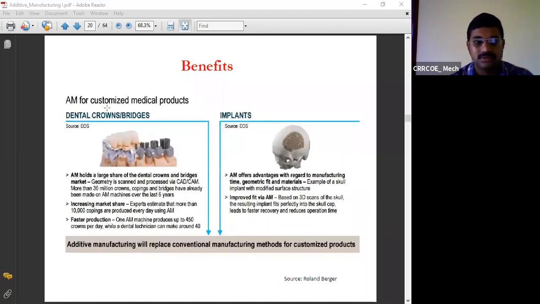See, here are also some of the case studies and what they have done: dental applications and implants, medical implants. Just go through this topic for 1 minute.